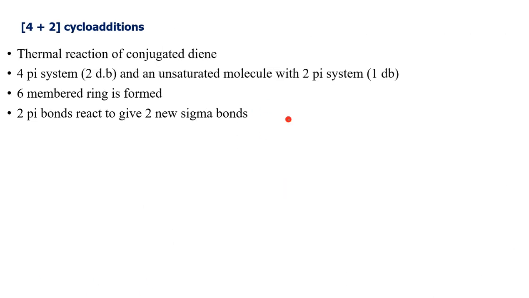The second type of cycloaddition is 4 plus 2 cycloaddition. So 4 here stands for what? 4 pi electrons. 4 pi electrons means what? 2 pi electrons give one double bond. So 4 pi system means two double bonds, a system which contains two double bonds. This type of system. So this is your two double bond system. This is your 4 pi system.